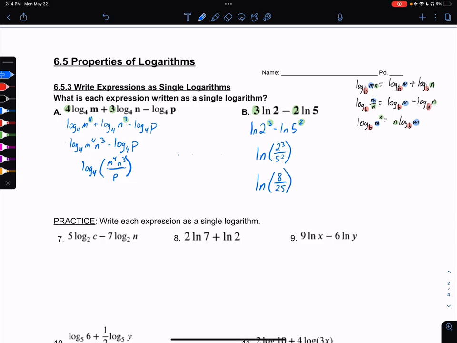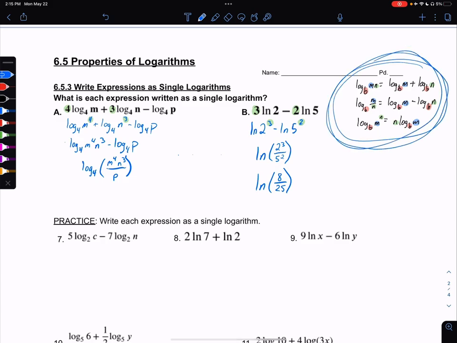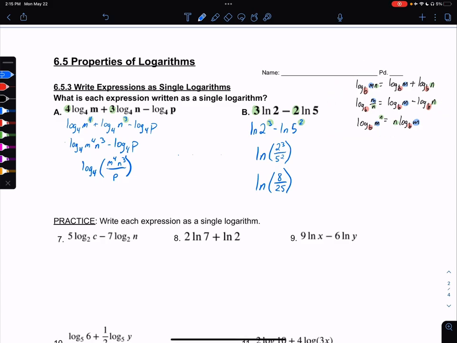So this is very similar to the previous example, the previous video. The only thing different here is we are reversing the process. Previously, we went from a single log and we expanded it. Now we're going from expanded expressions and we're condensing them to a single log. We still have to make sure we're working with these 3 properties in that top right corner. That's it. Practice the practice problems and you should get a pretty good understanding of this.